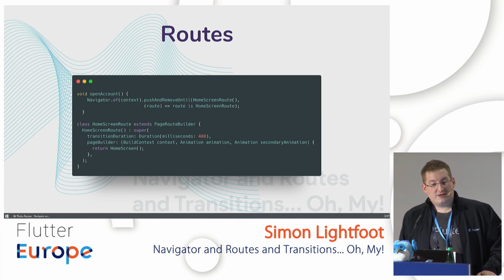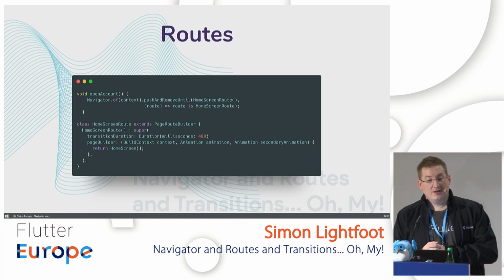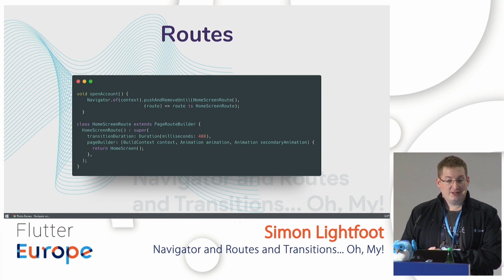And that's just inheriting page route builder. And what this is enabling us to do is actually provide a type name for our home screen route in this case. So as you can see by the top function, what we can actually do here is push and remove until and use the predicate function to say, is the route our home screen route?